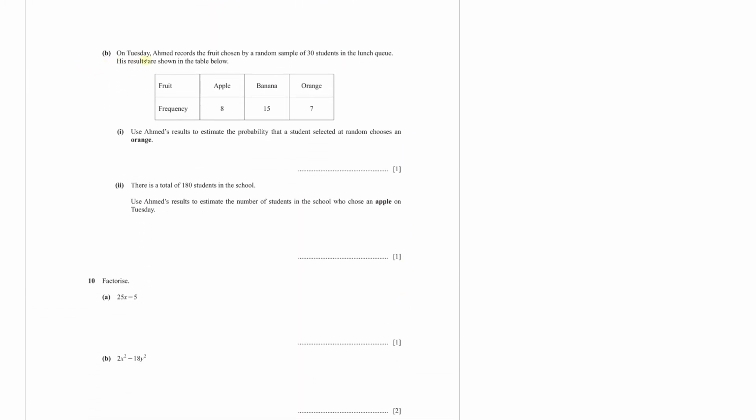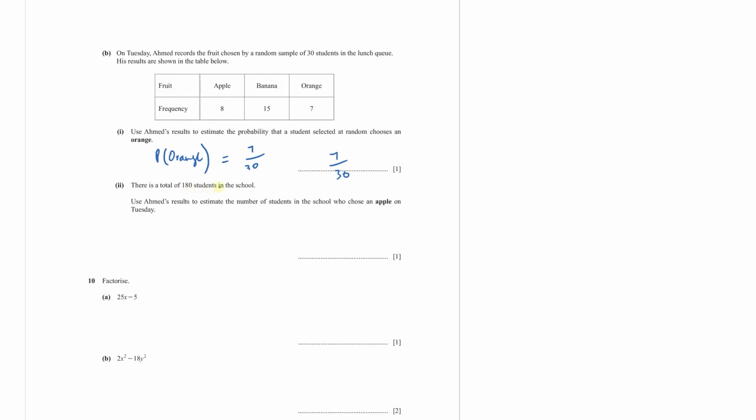Part B is, on Tuesday, Ahmed records the fruit chosen by a random sample of 30 students in the lunch queue. His results are shown below. So 8 people chose apple, 15 banana, and 7 people chose orange. Use Ahmed's results to estimate the probability that a student selected at random chooses an orange. So probability of orange, student with orange is 7 students chose orange out of the total 30. So 7 over 30.